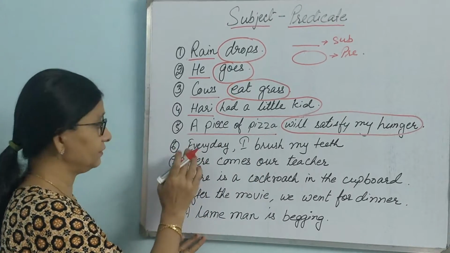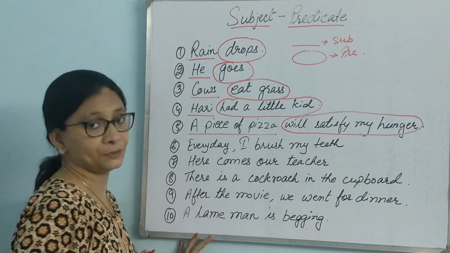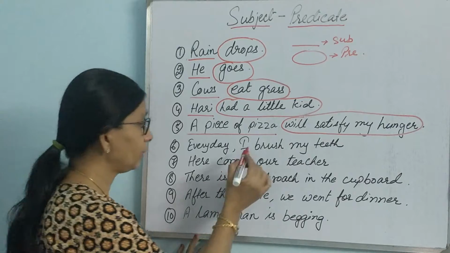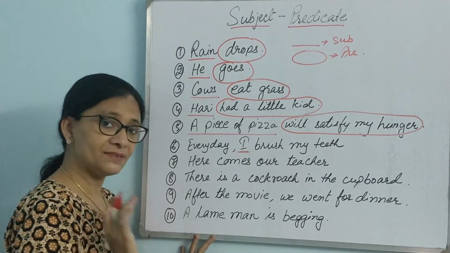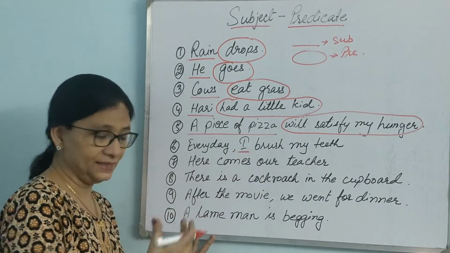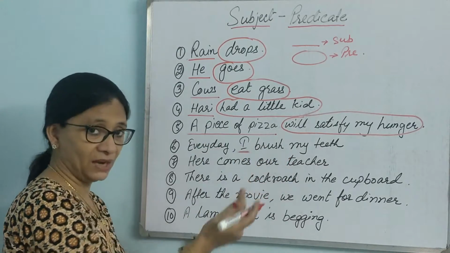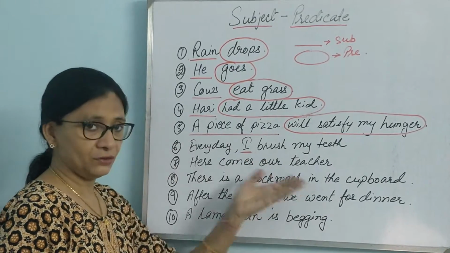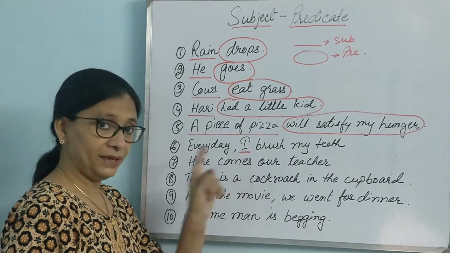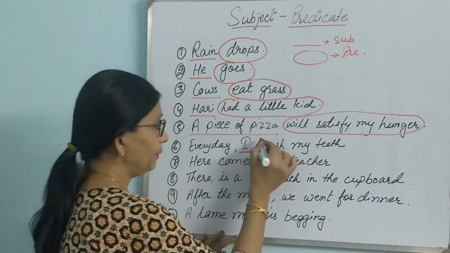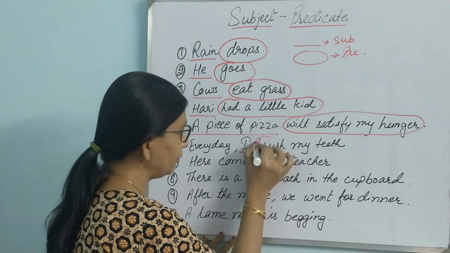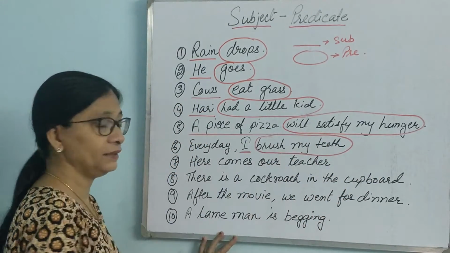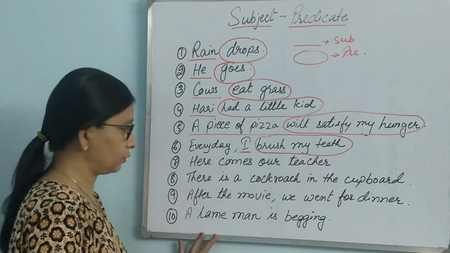Now let's come to the next sentence. Every day I brush my teeth. So which is the subject here? Every day? No. Subject is I, because the sentence is about I, isn't it? It could have been very well, I brush my teeth every day. That is also correct. But it is written in this way, and this is also correct. But subject will be I. And brush is the verb, so predicate will begin with the verb. Brush my teeth will be the predicate. Every day you can ignore.